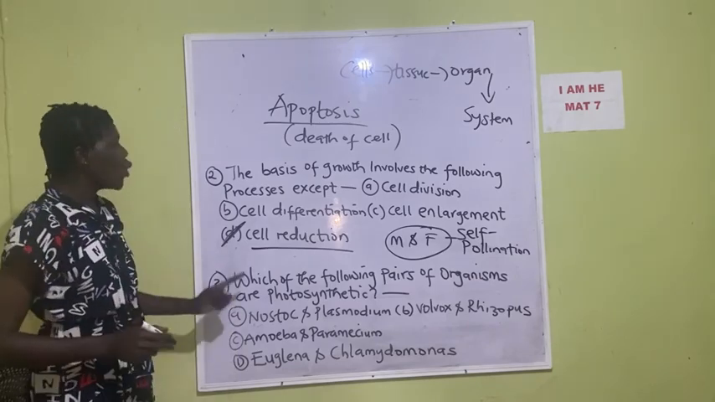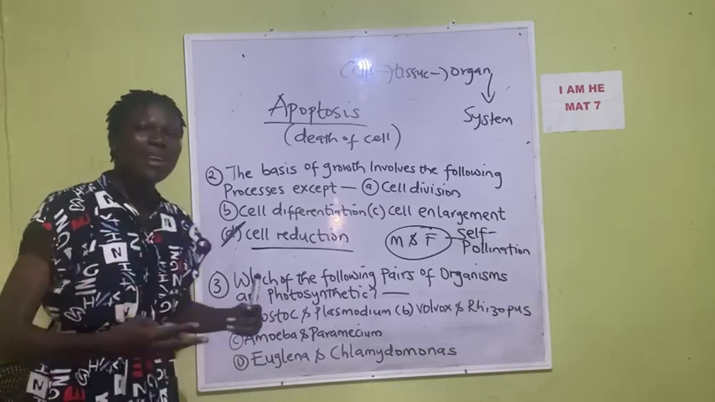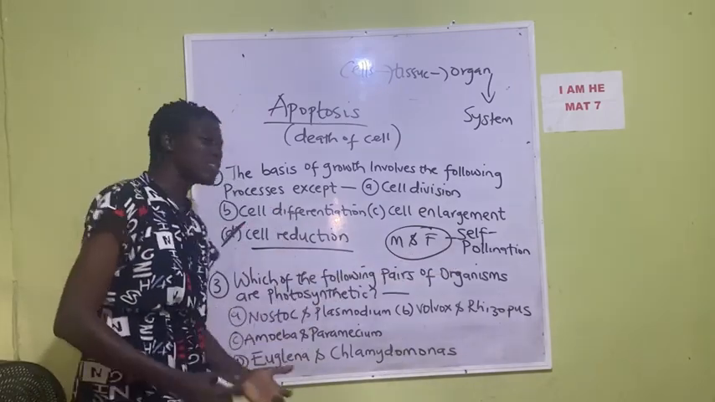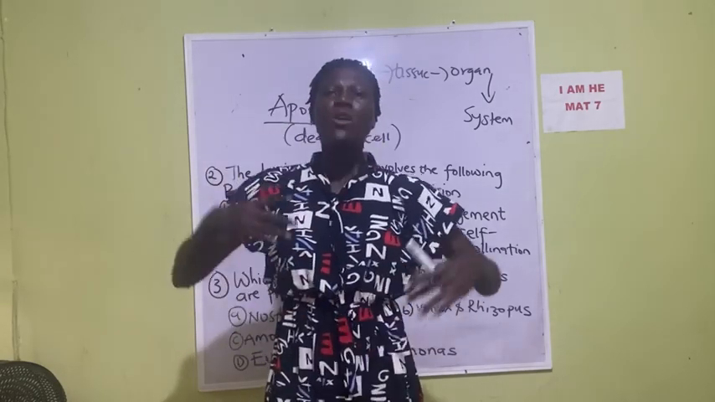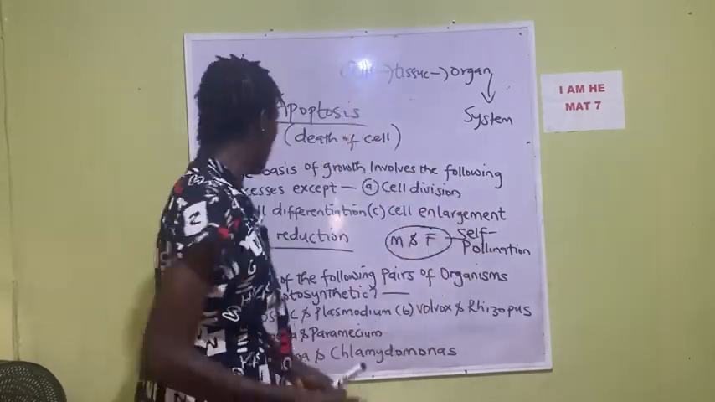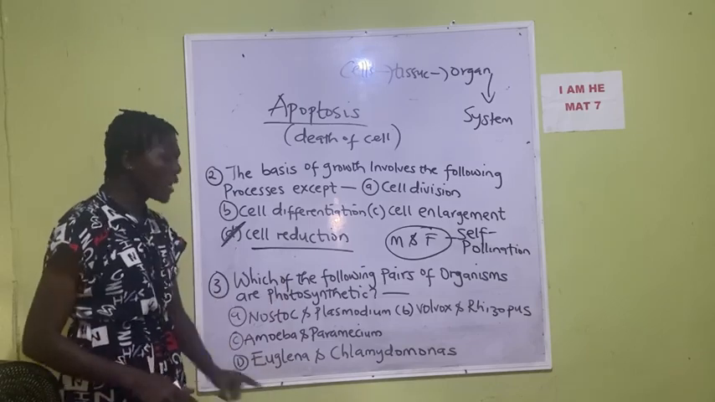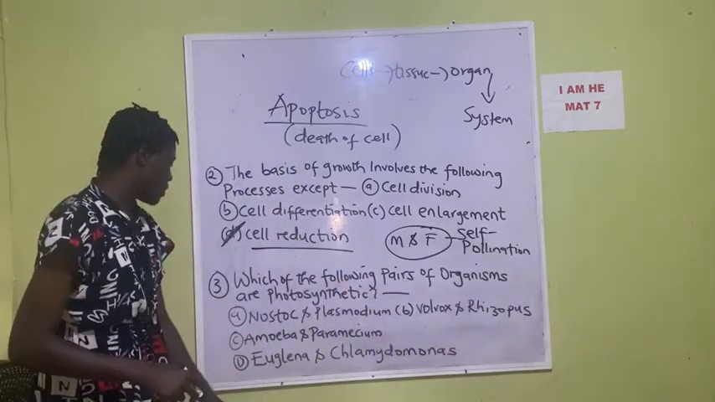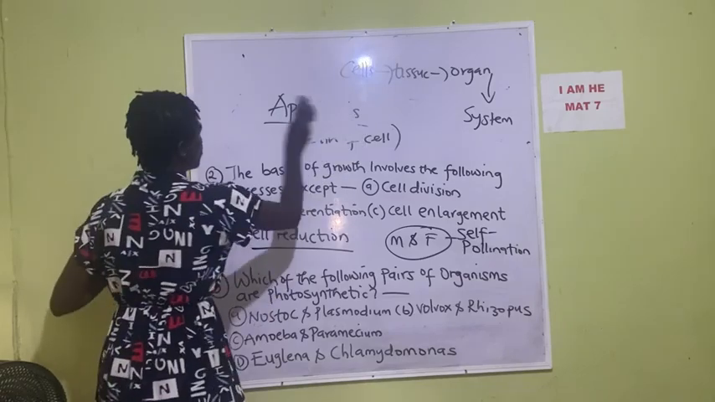Number 3 says, which of the following pairs of organisms are photosynthetic? What are photosynthetic organisms? These are organisms that have the ability to photosynthesize, that's to use light to synthesize their own food. So let's go. A, Nostoc and Plasmodium. B, Volvox and Rhizopus. C, Amoeba and Paramecium. D, Euglena and Chlamydomonas.